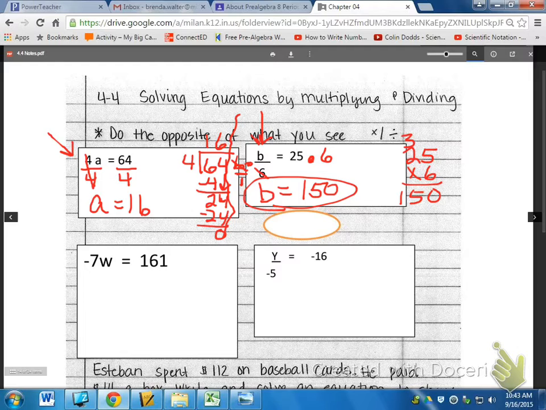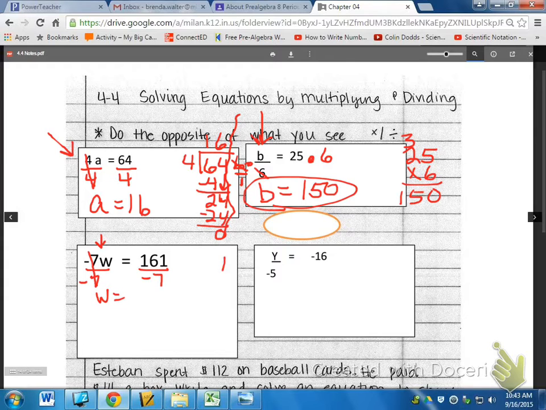All right, now there's always got to be some negatives involved. So the first one, negative 7w equals 161. Zach, what does negative 7w mean? Okay, because negative 7w is showing us what? Multiplication? Yeah. So we're going to divide by what? 7. Okay, make sure you divide by the negative 7 because it's a negative 7 that's there. Negative 7 divided by negative 7 cancels out.